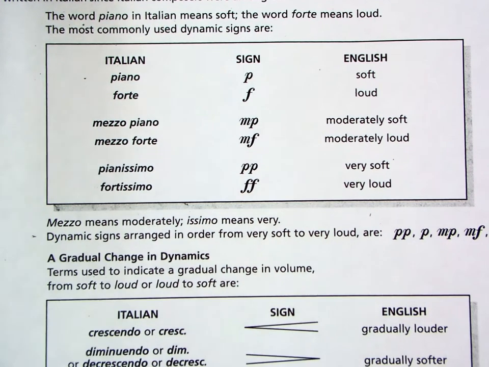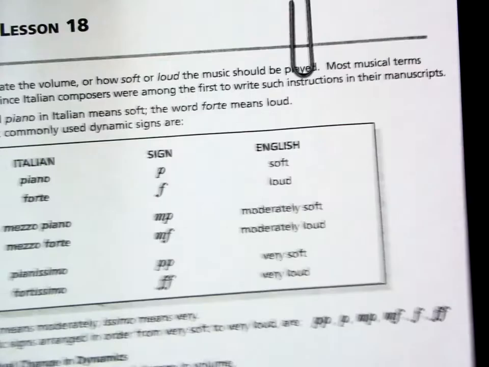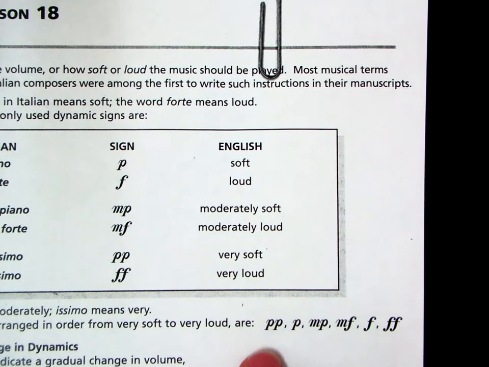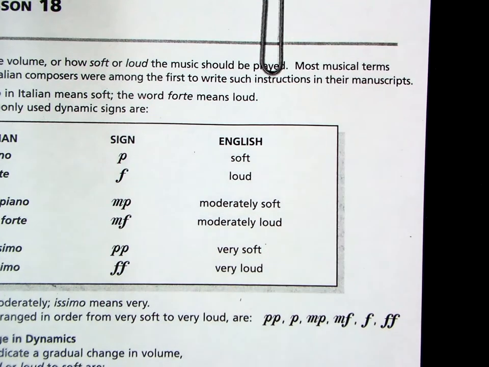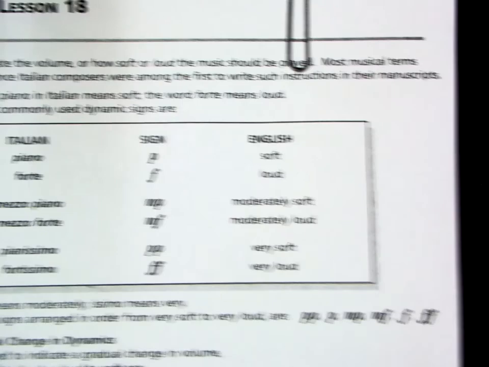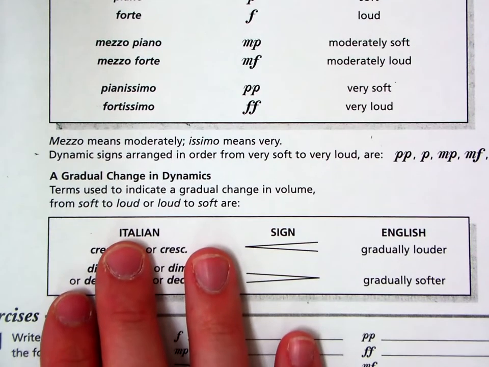The next part: dynamic signs are arranged in order from very soft to very loud, or the opposite, either way. And this is what they look like if you do that. So pianissimo is the softest, piano, mezzo piano, mezzo forte, forte, and then fortissimo. You can also do the opposite, right? So start with fortissimo and then just go backwards.